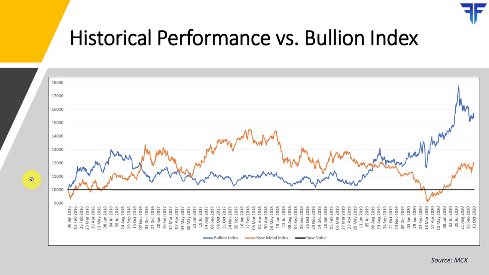This chart here compares the historical performance of the MCX iCOMDEX base metal index with that of the MCX iCOMDEX Bullion index. See that both these indices were assigned a base value of 10,000 on 31st December 2015.